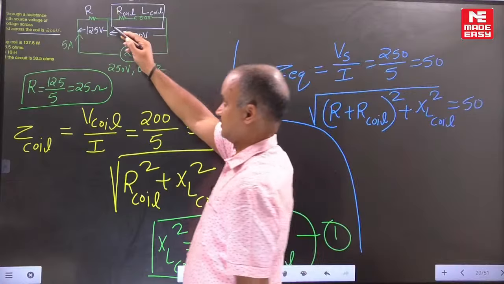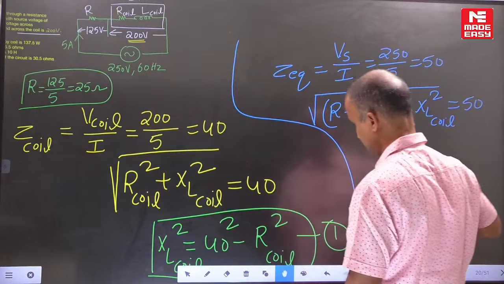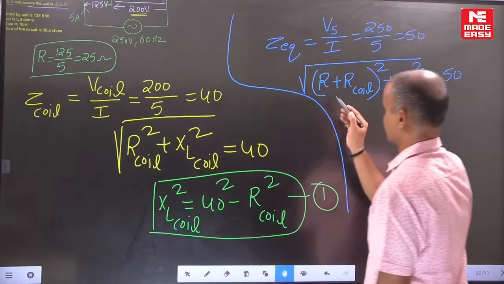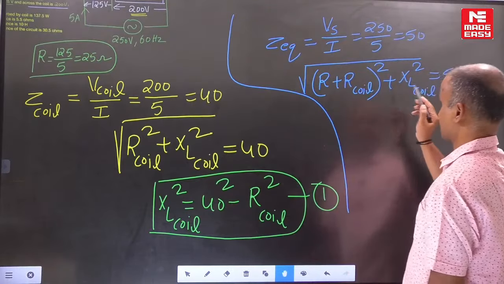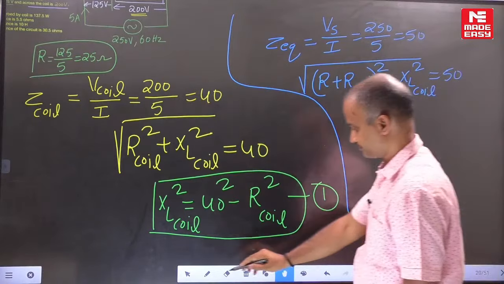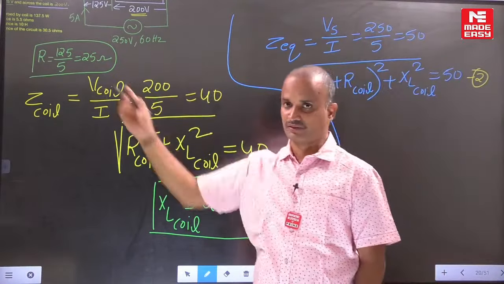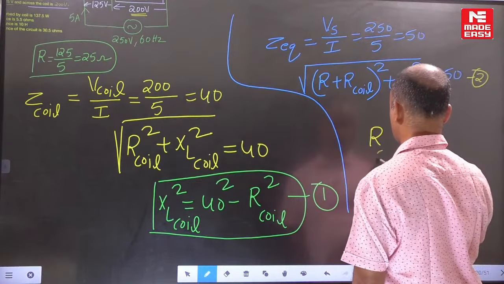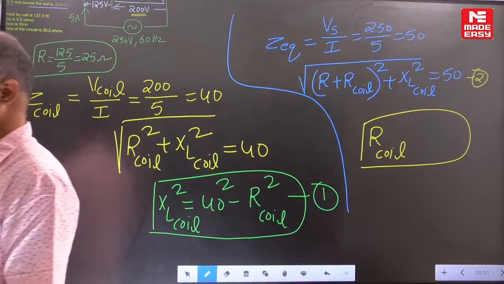Now for this example, the total real value is R plus R coil, and the corresponding inductive reactance. I gave all the hints. In this expression, the R value is known. What is the R value? 25 ohms. And the inductive reactance value is known in terms of the resistance of the coil. Let us name this as equation 2. Substitute the resistance equal to 25 and substitute equation 1 into equation 2. Simplify this and find out the resistance of the coil. I gave all the hints. Do it.